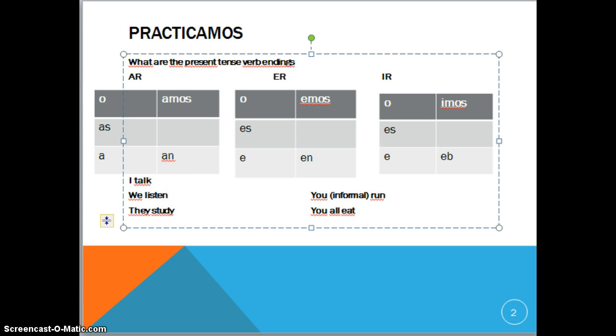So we remember to conjugate. To say I talk, yo hablo, take off the AR and add an O for yo. So we're just matching up these puzzle pieces, right? We won't go through all these because hopefully this is review information for you.